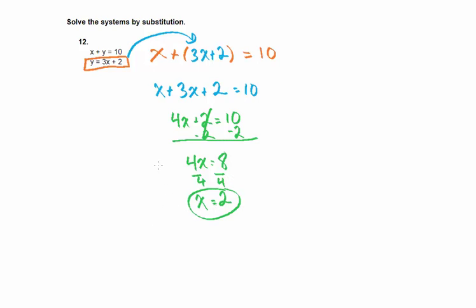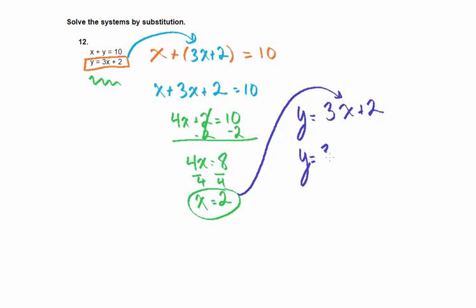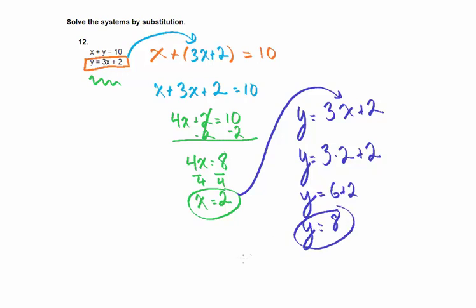Now I substitute into the equation where I solved for my y variable, because that'll be the easiest one to substitute in for. So now I have y equals 3x plus 2. I substitute my x equals 2 in, and this gives me y equals 3 times 2 plus 2. Y equals 6 plus 2. Y equals 8. So my final solution as an ordered pair is 2, 8.